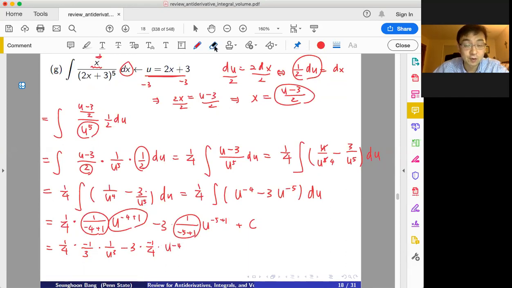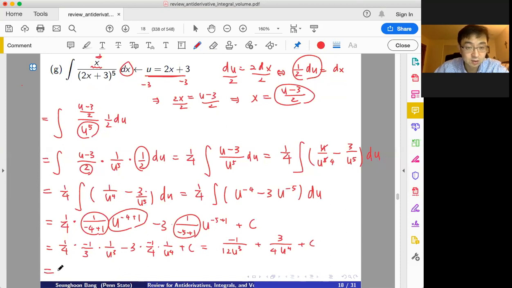U to the minus 4 is 1 over u to the 4. So we have here 1 over u to the 4, plus c. So simplify: minus 1 over 12 u cubed. The negative 3 times negative 1 is positive 3, so this is 3 over 4u to the 4. This is not final.